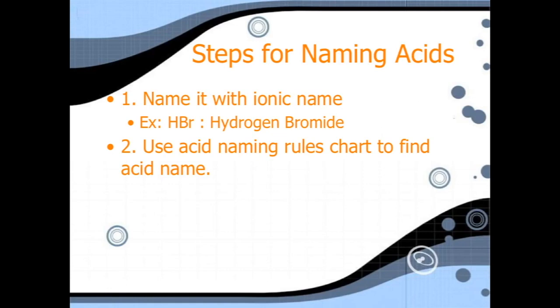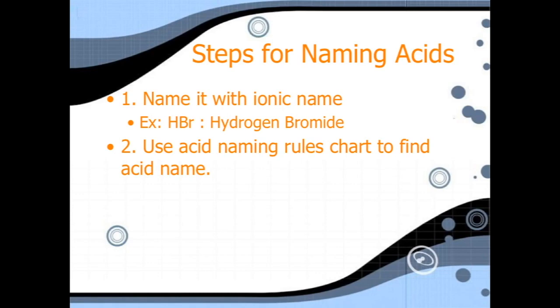So, if you see a formula that begins with a hydrogen, for example, HCl or HNO3 or H2SO4, these are examples of acids. Acids are considered ionic substances but have a specific naming scheme associated with them, so they're just not like normal ionic names, but you will use the ionic name to figure out the acid name.